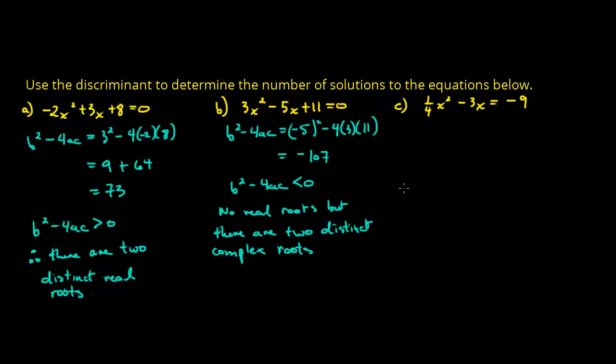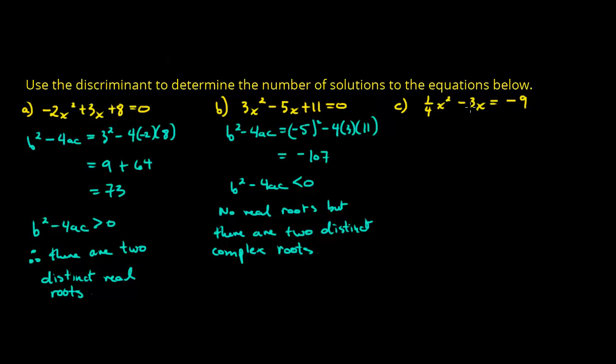In the last example, we have 1 over 4 x squared minus 3x is equal to minus 9. So we have to write this in standard form before we can use the discriminant. There are a couple of different things we can do here just to make the arithmetic a little easier. Since we have a fraction on x squared, we can clear this fraction by multiplying both sides of the equation by 4.